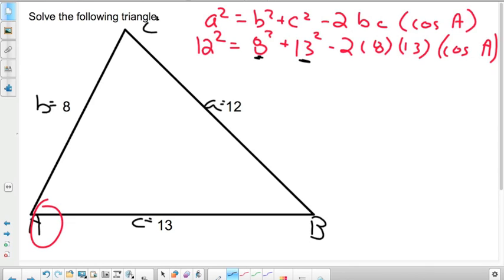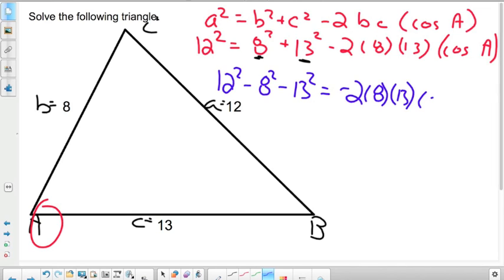Yeah, I want to subtract them on both sides. So if I subtract this, I got 12 squared minus 8 squared minus 13 squared. Now that's equal to negative 2 times 8 times 13 cos of A. Now notice I didn't do my squaring right away. It's a lot faster for me to write 12 squared than 144.